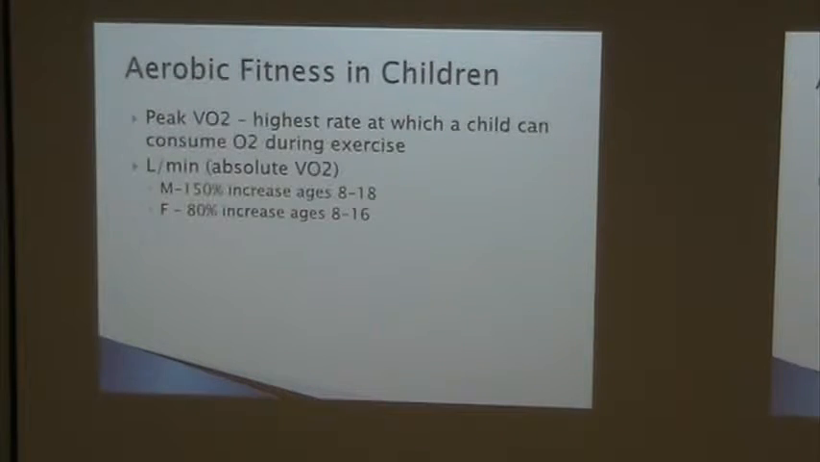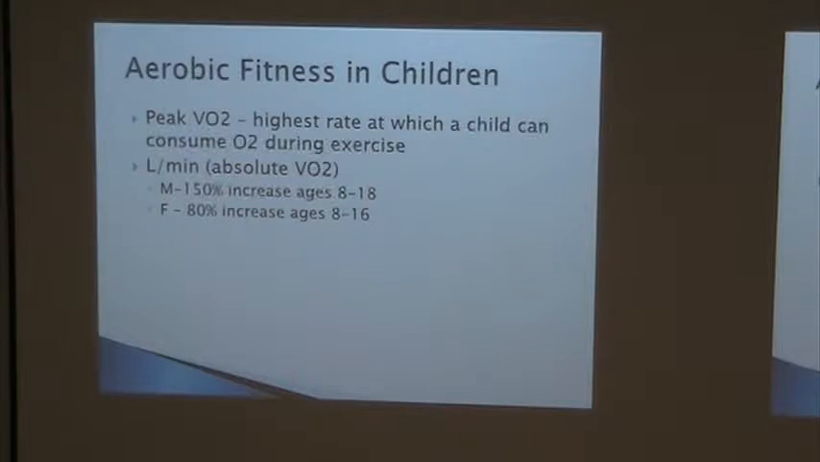Things that have been measured in children. Liters per minute. How much oxygen are they consuming per minute during exercise? That's what they call an absolute VO2. And you see both males and females increase from ages 8 to 18. And you should also see that males have a greater increase than females.